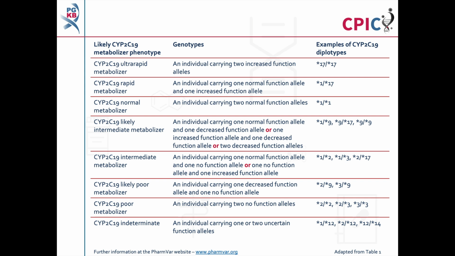Diplotypes of CYP2C19 star alleles can be assigned to a metabolizer phenotype, as shown in this table and in Table 1 of the guideline. There are limited data available to fully determine the relative function of CYP2C19 decreased function alleles. As a result, patients carrying decreased function alleles are assigned as likely intermediate metabolizers or likely poor metabolizers.